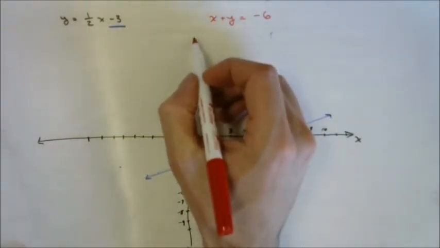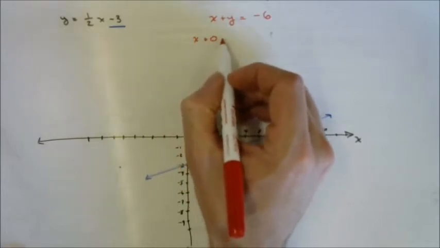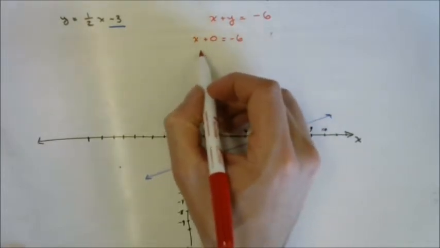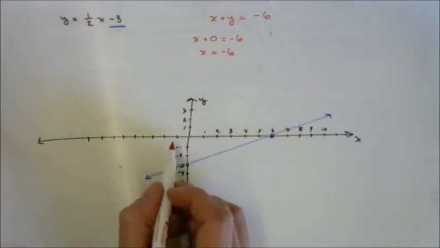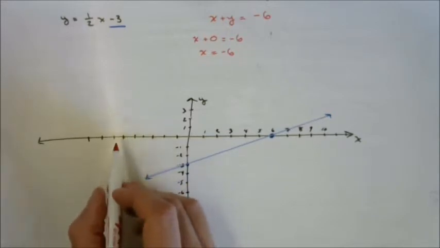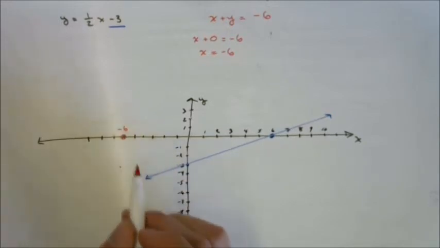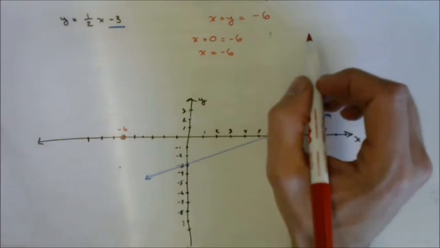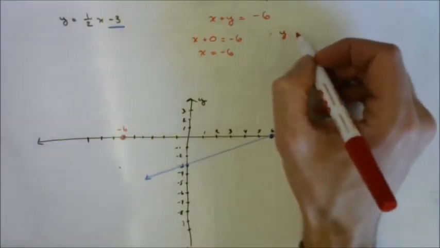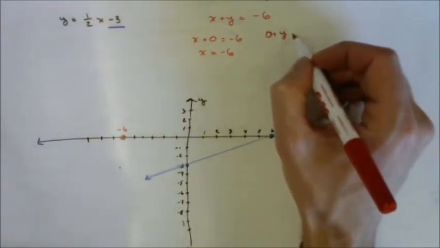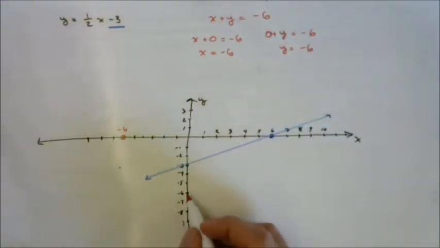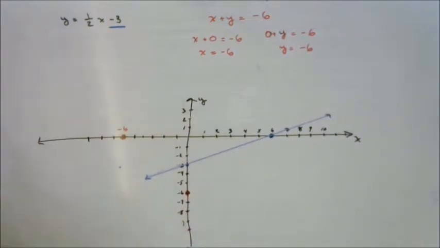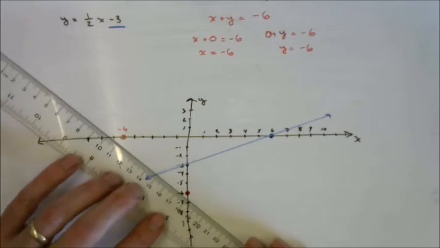So to find the x-intercept, I set y to 0, in which case x equals -6. So that's the x-intercept. 1, 2, 3, 4, 5, 6. -6. There it is. And I can find the y-intercept by setting x equals 0, which gives me y equals -6. Right down there. And if I have 2 points, I can draw a line.